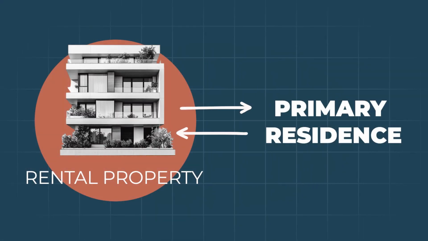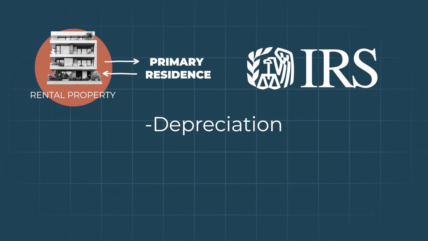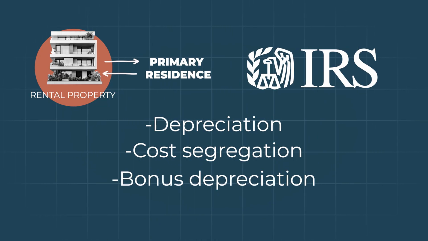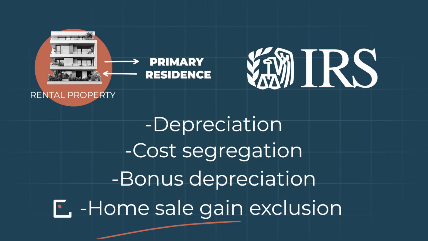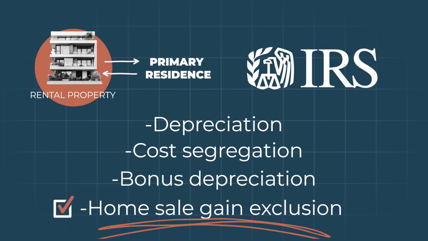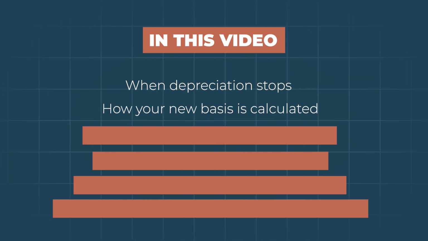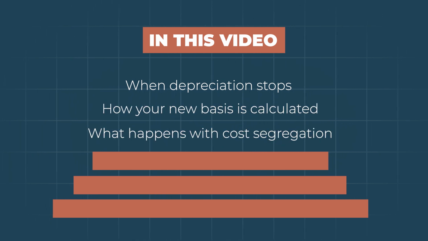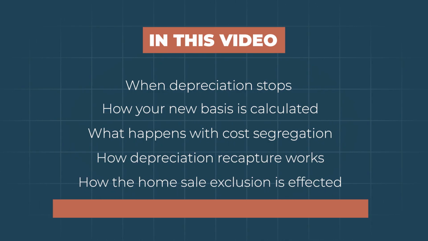This is the reverse of converting a home into a rental, and it has a very different set of rules with the IRS, especially when it comes to depreciation and cost segregation, bonus depreciation, and then the home sale gain exclusion under Section 121. That is the primary home capital gain exclusion that you get for your primary residence. By the end of the video, you will understand when depreciation stops, how your new basis is calculated, what happens with cost segregation, how depreciation recapture works, how the home sale exclusion is affected, and what you can expect when you eventually sell. So let's jump in.